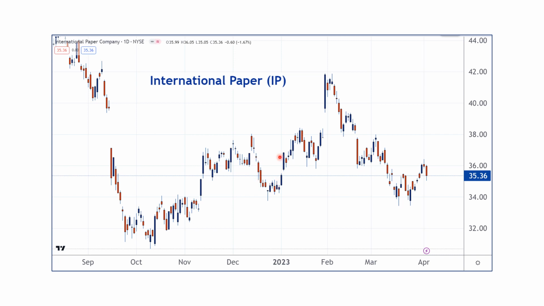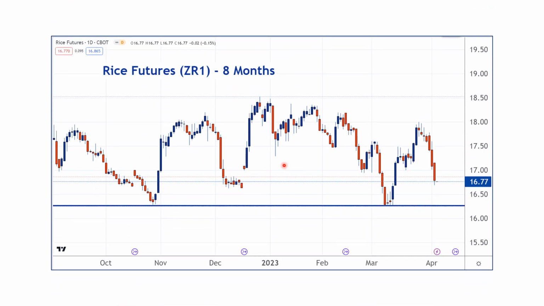Fast move down, fast move up, right? Fast move down, fast move up. Now let's look at this next chart. So this is rice. Now I know a lot of you probably don't trade rice, but the same principles apply. And we can see here, fast move up, spend some time trading sideways.